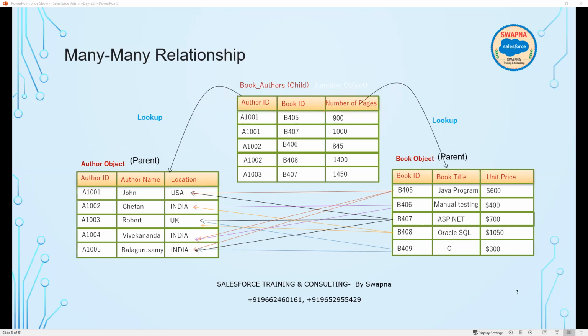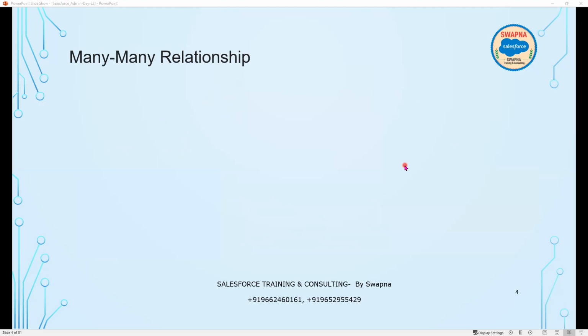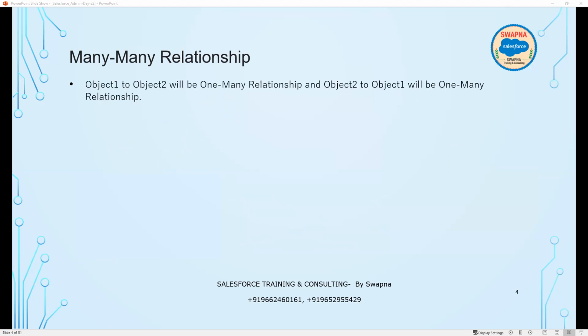Now let's move on. Many-to-many relationship. When we go for a many-to-many relationship, object one to object two creates a one-to-many relationship, and object two to object one also has a one-to-many relationship. That means one object one is connected to many object two, and one object two is connected to many object one. If you have this scenario, you will go for a many-to-many relationship.